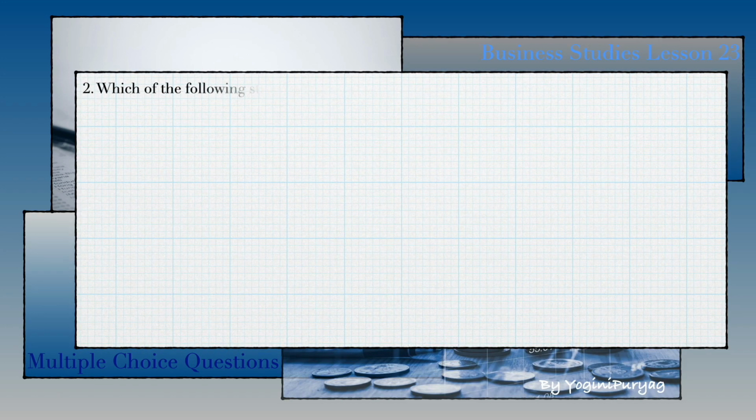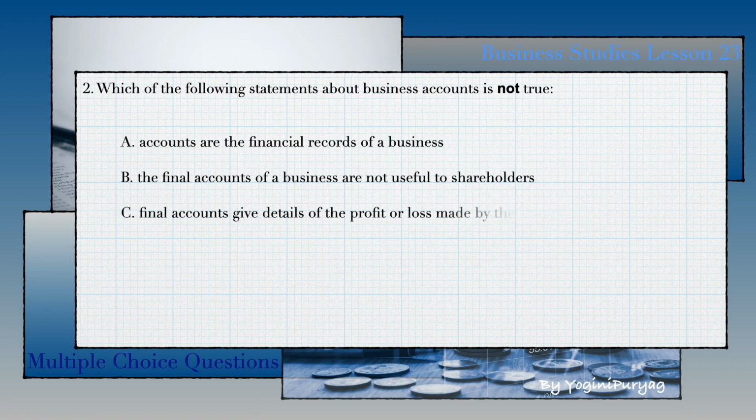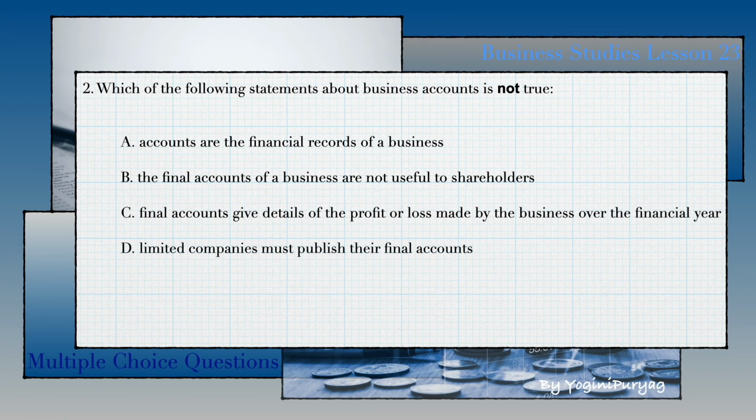Which of the following statements about business accounts is not true? Accounts are the financial records of a business. The final accounts of a business are not useful to shareholders. Final accounts give details of the profit or loss made by the business over the financial year. Limited companies must publish their final accounts.